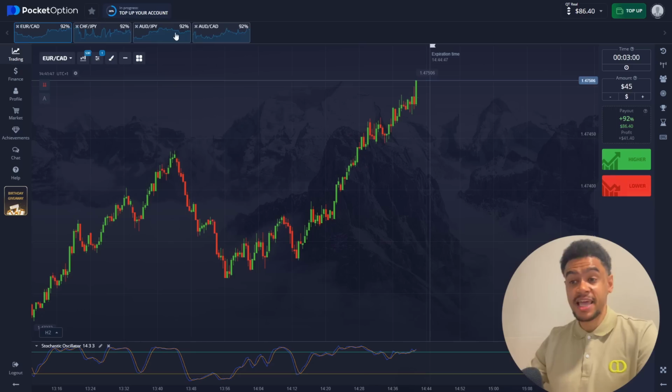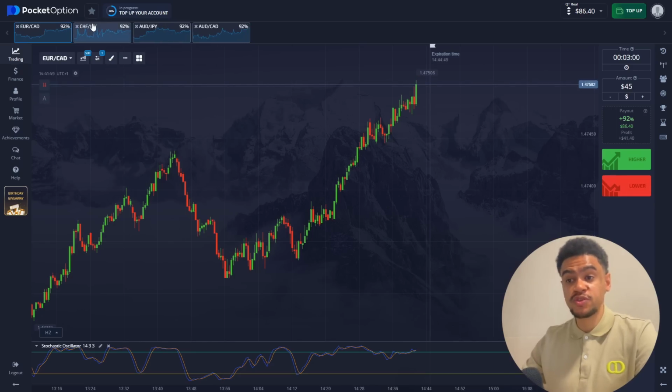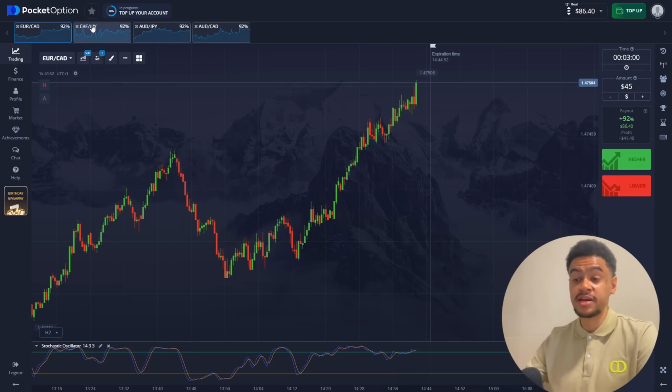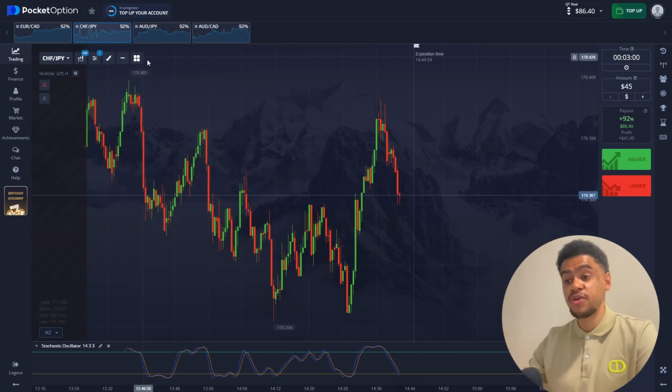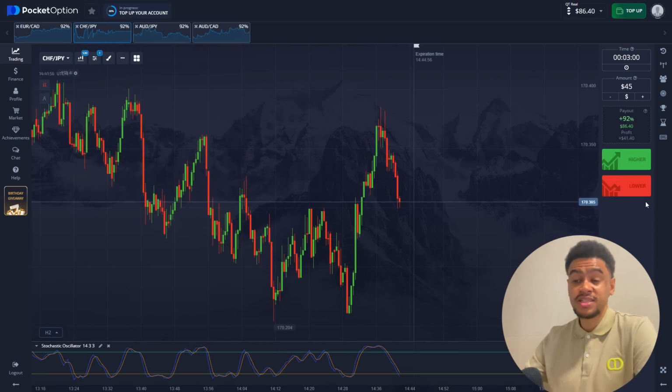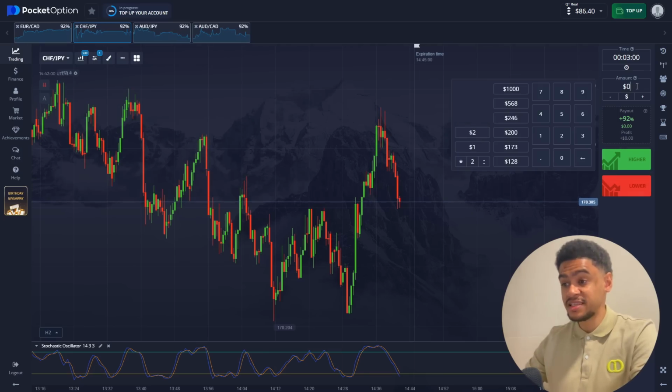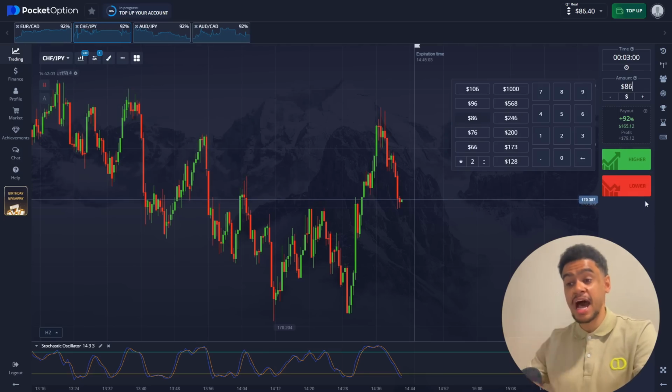Our analysis came correct. So let's move on to Swiss franc, Japanese yen. This is going to be our next trade, and we're going to observe what's going on here. And I already see what I need to do. Just 1 second, looking at the chart, I already understand the trade that I need to make. This is an obvious sell position.